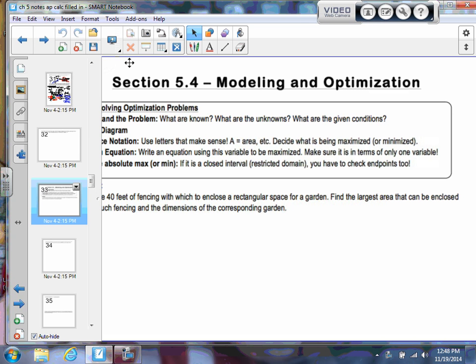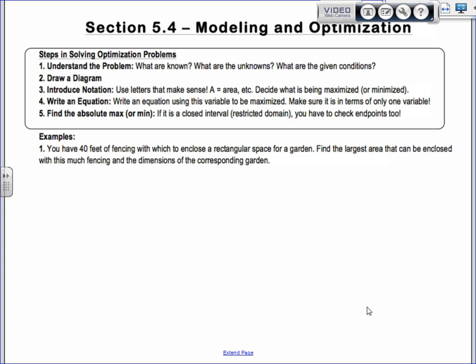All right, so section 5.4 is on modeling and optimization. Optimization is just a word that means finding the best of something, like finding the best size for a cereal box, the best size for a soup can, like you're going to do in your project, right? So, steps in solving an optimization problem.